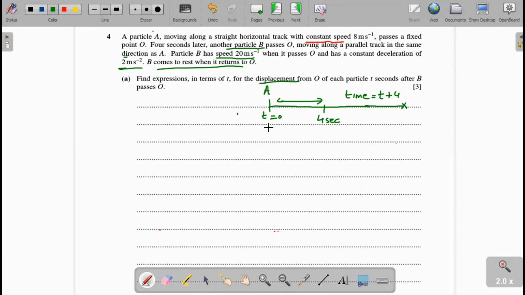Now here, we write the speed of the particle. You can see that the speed is constant, 8 meter per second. Now on the same track, particle B starts its motion. At time t equal to 0, the speed of B is given here as 20 meter per second. And the acceleration of particle B is a deceleration of minus 2 meter per second squared.